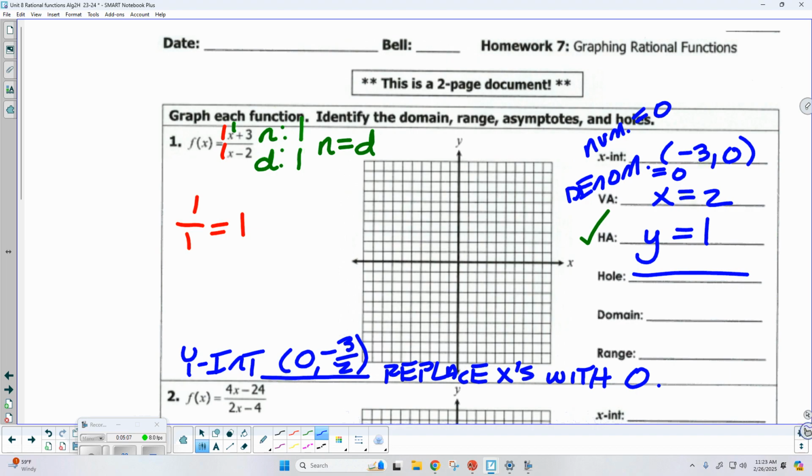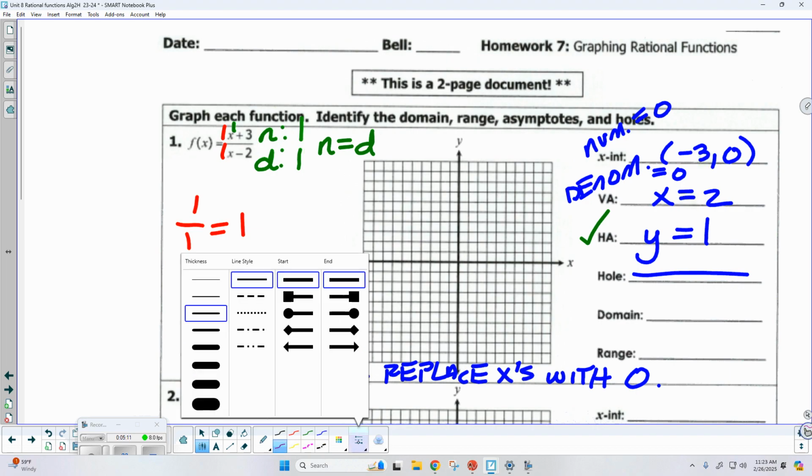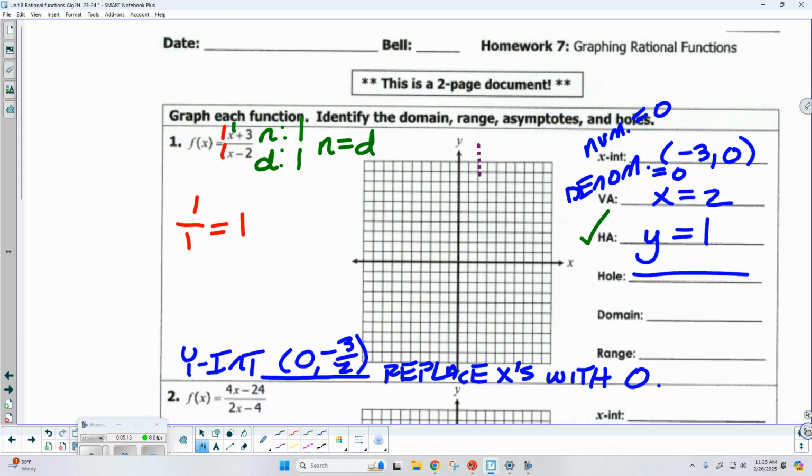So the vertical asymptote is at x equals 2. Let me go ahead and do this in something that'll stand out. So x equals 2. So there's the vertical asymptote. The horizontal asymptote is at y equals 1. Okay. Let's see. We had an x-intercept at -3, so right here. We had the y-intercept at 0, -3/2, so 0, -1.5. Let's say right here. There was no hole.